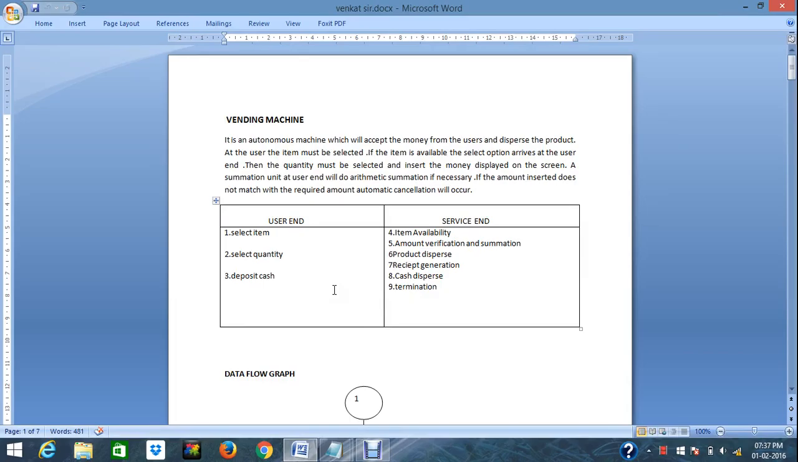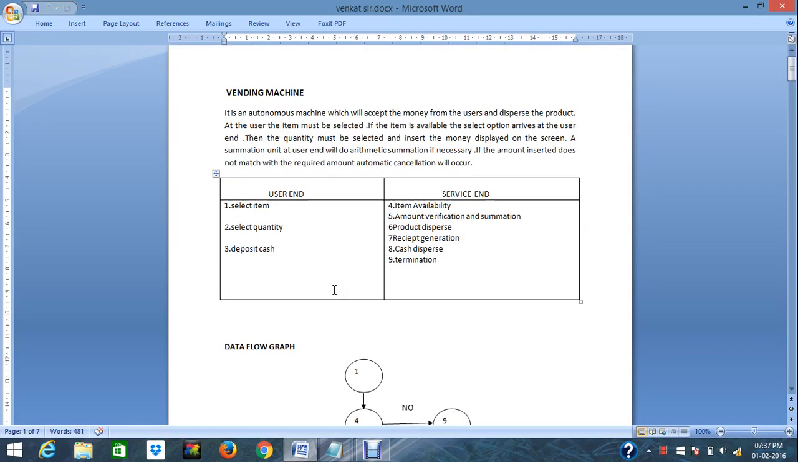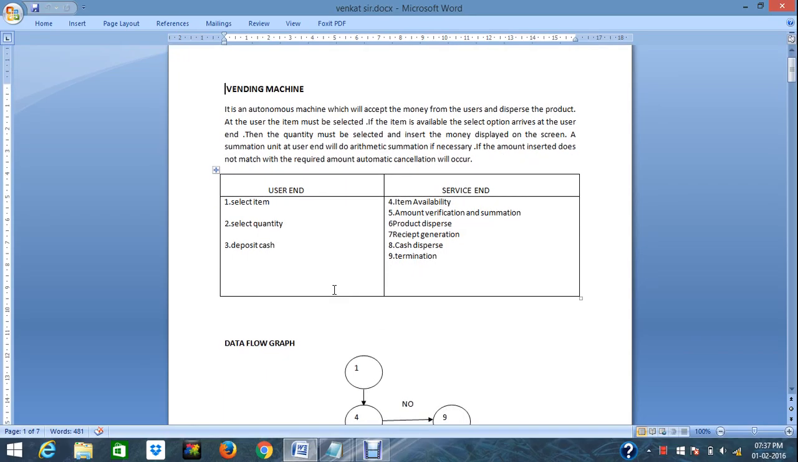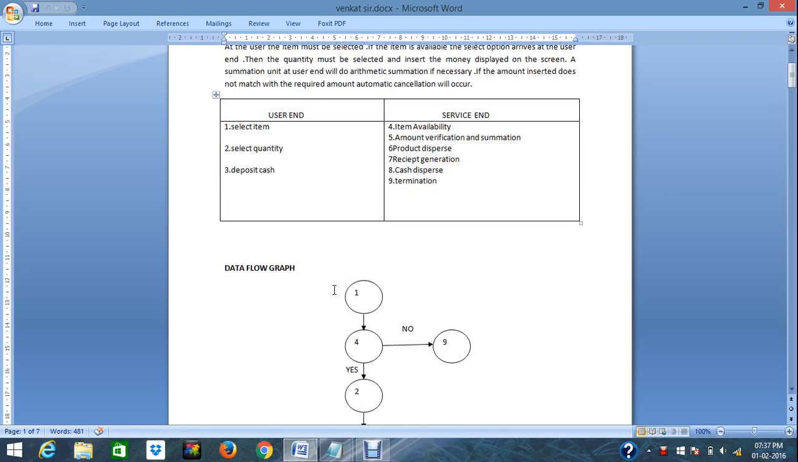It is an autonomous machine which will accept the money from the user and disperse the product and the balance cash. At the user end, it consists of select item, select quantity, deposit cash. At service end, it consists of item availability, amount verification and summation, product disperse, receipt generation, cash disperse, and termination.